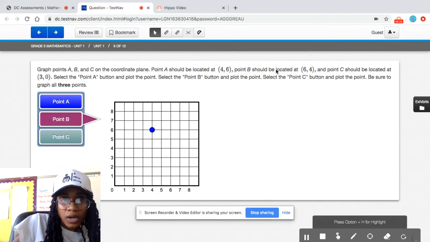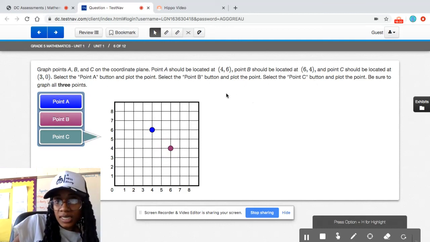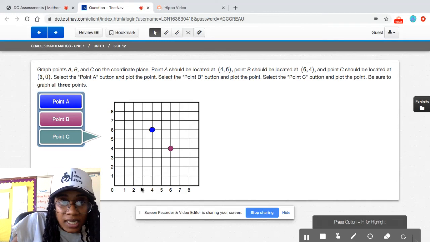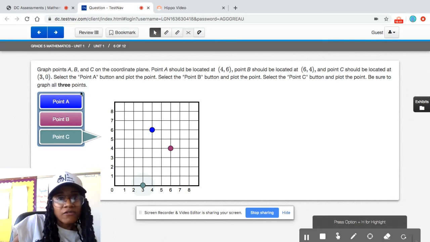Okay, now I'm going to drop down to point B. Point B should be at 6 and 4. Okay, now I have point B. And the last point is point C, and point C is at 3, 0. Okay, be sure to graph all 3 points.